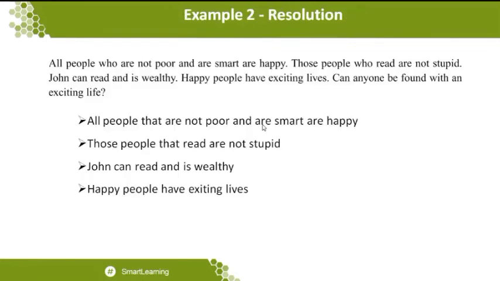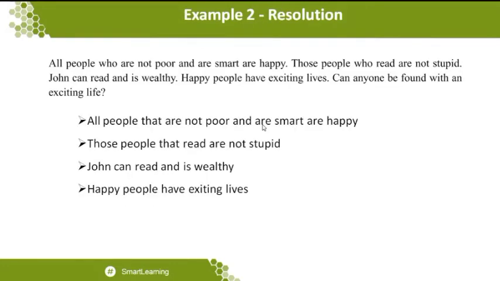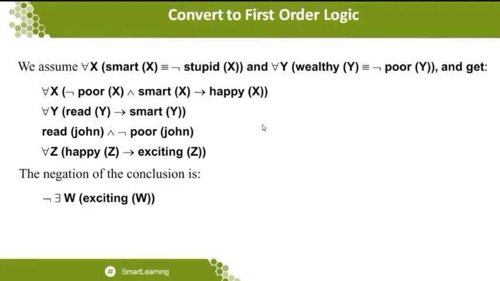What is the next statement? Those people that are read are not stupid. Those people, in the sense of people, represent for all Y, read of Y, which implies smart of Y. So this is a statement you can apply. John can read and is wealthy. It represents a single statement that John can read, and John is wealthy.